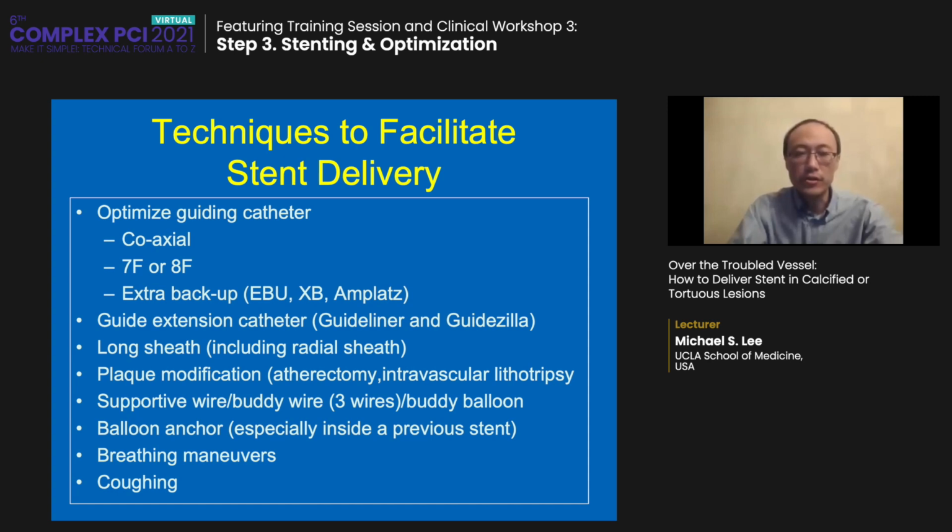Breathing maneuvers can also facilitate the delivery of devices. Asking the patient to take a deep breath in will elongate the thorax and lower the diaphragm, and this should help you deliver a stent down to the desired location. And finally, vigorous coughing. So not just a mild cough, but as loud as the patient can. Coughing can increase intrathoracic pressure, which helps deliver the stent to its desired location.